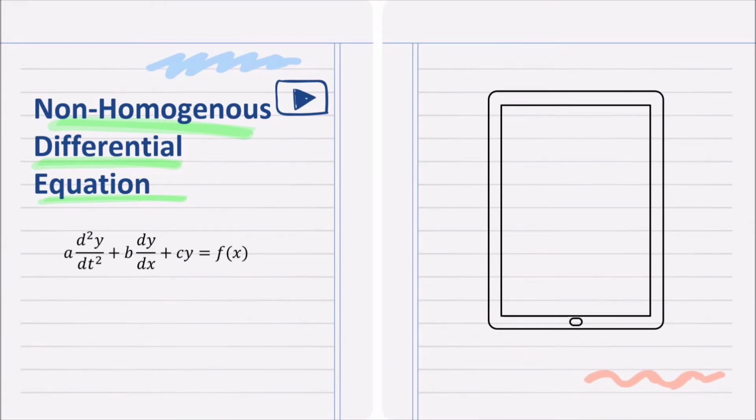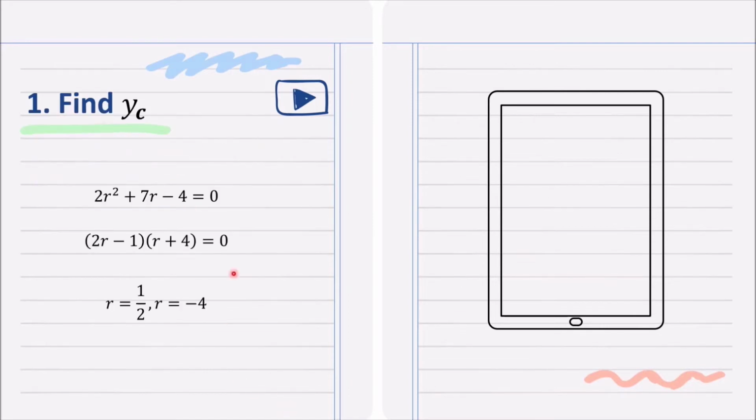So let's take a look at an example, which is this question right here. Firstly, we must find yc, and to do that, we let dy over dx equal r, so that we will obtain this equation right here. After that, we can calculate and obtain the values of r, and as you can see, we have two distinct roots here, so our yc will be in this form.